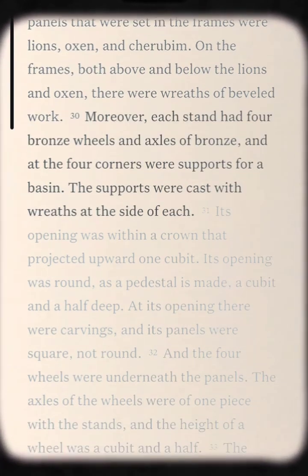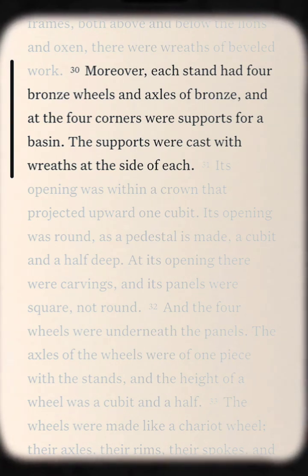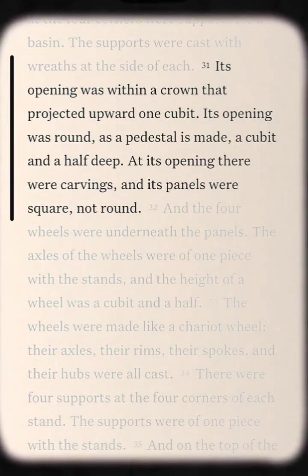Moreover, each stand had 4 bronze wheels and axles of bronze, and at the 4 corners were supports for a basin. The supports were cast with wreaths at the side of each. Its opening was within a crown that projected upward 1 cubit. Its opening was round as a pedestal is made, 1.5 cubits deep. At its opening there were carvings, and its panels were square, not round.